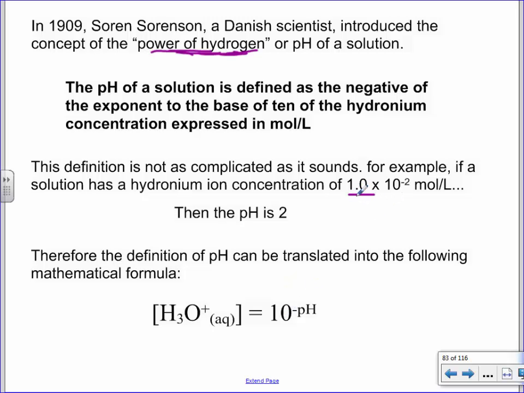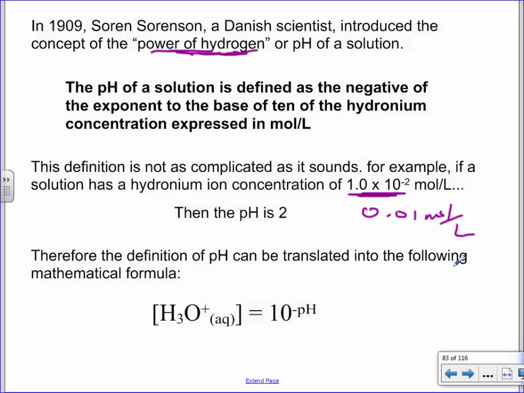Let's say that this number right here is how much hydronium ion concentration you have. 1.0 times 10 to the minus 2, which is 0.01 moles per liter. That's how much acid you have. Is this more acidic than water? Where was water again? 1 times 10 to the minus 7, right? Well, this is clearly bigger. It's still small, right? It's still a small number, but it's bigger.